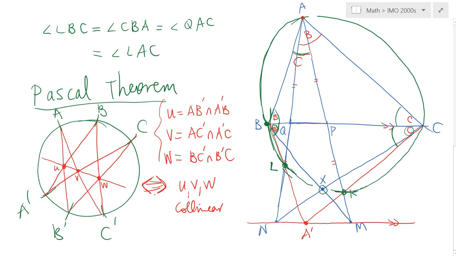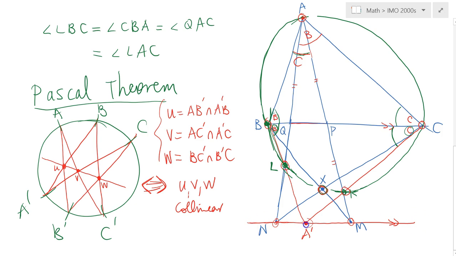Now, if you look at our circle here, we already have 5 points: 1, 2, 3, 4, 5. If you extend those lines and consider this candidate X, notice that their extensions, for instance AL and CX, meet at N. BL and CK meet at A prime. And finally, BX and AK meet at M. As such, we clearly see they are collinear.